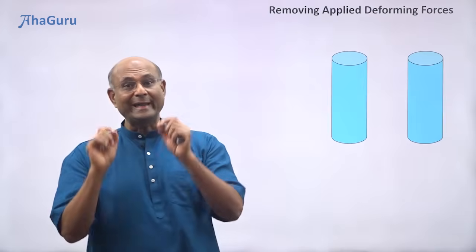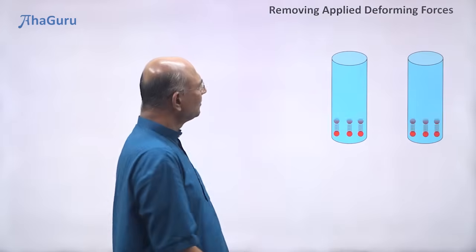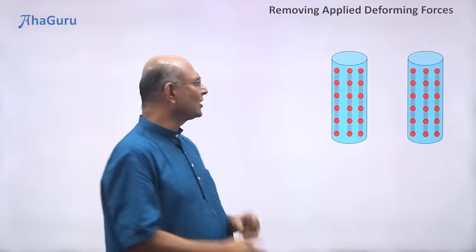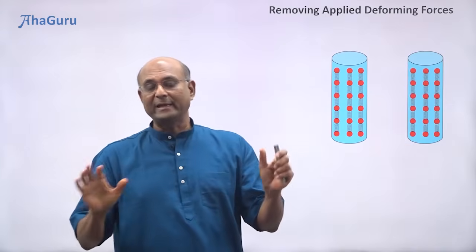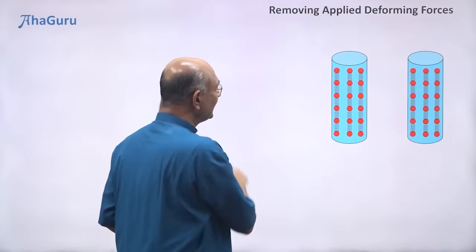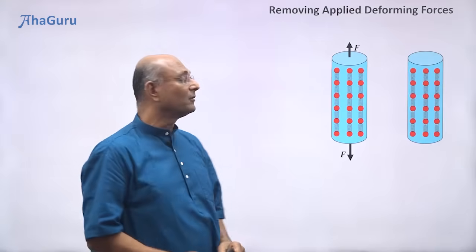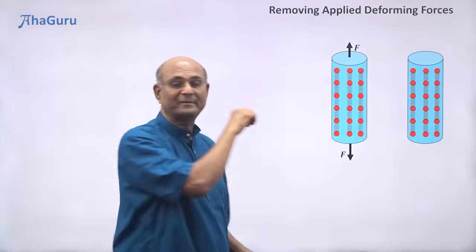When the applied deforming forces are removed, the elastic object goes back to its original configuration. How exactly does this happen? Let us understand that by looking at these two identical steel cylinders. Both are made up of chains of atoms like this. This cylinder, I am not going to apply any deforming forces, whereas this cylinder, I am going to pull with a force F that way and an F this way.